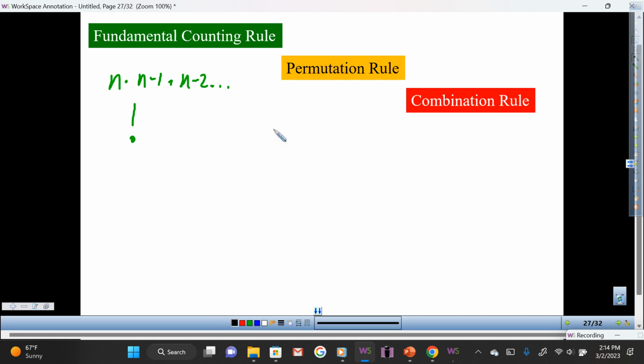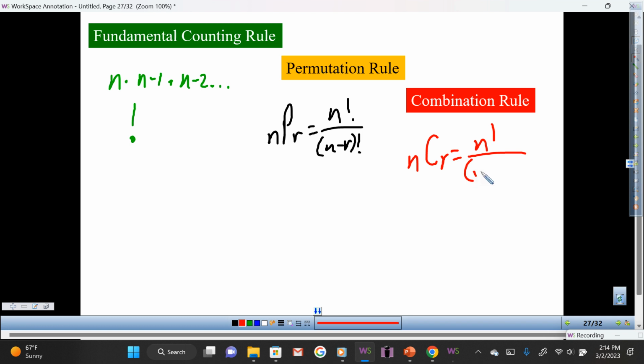All right, permutation rule. nPr equals n factorial over n minus r factorial. Combination rule. nCr equals n factorial over n minus r factorial times r factorial.